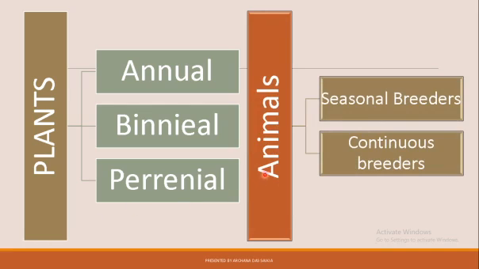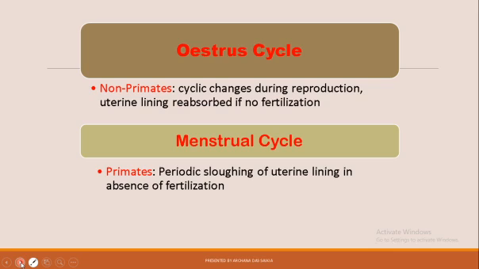Animals, accordingly, can be seasonal breeders or continuous breeders. Seasonal breeders breed only at a particular season. They cannot breed throughout the year, only at particular times they will breed. Continuous breeders are the ones which can reproduce irrespective of the season, irrespective of the time, irrespective of the days. So those are known as continuous breeders. So these are the categories of plants and animals based on how they reproduce.